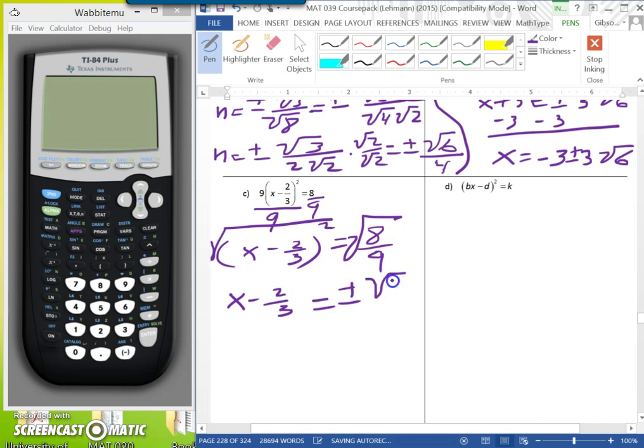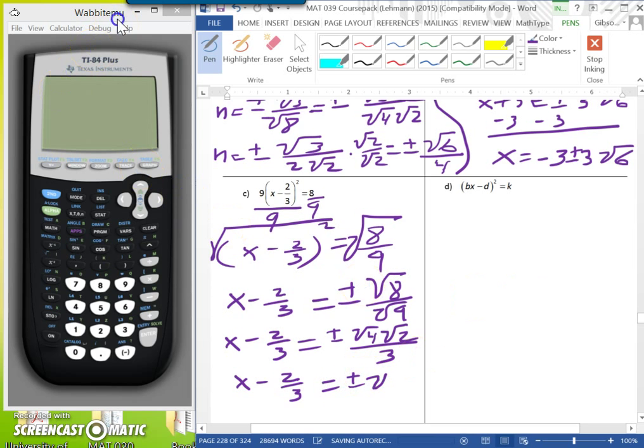Now we could break this up as the square root of 8 over the square root of 9. Now we know here the square root of 8 has a perfect square in it, which is 4. So we have the square root of 4, and then it will be multiplied by the square root of 2. And the square root of 9 we know is just 3. So we have x minus 2/3 is equal to plus or minus 2 times the square root of 2 all over 3.